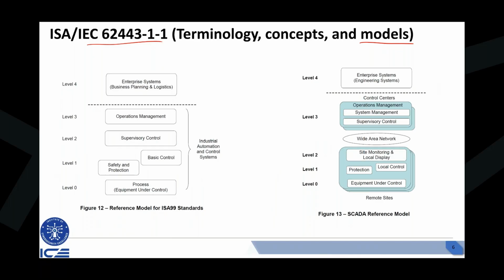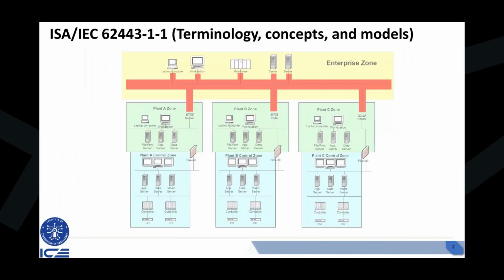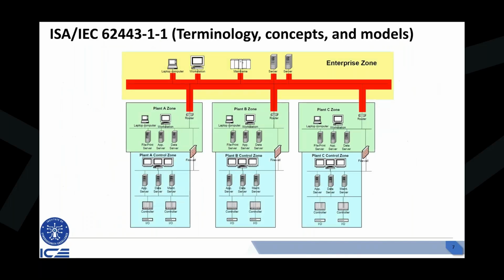Another important concept that is defined in 62443-1-1 is this concept of zones and conduits. I'm just giving you a glimpse of the document itself. Of course, in the detailed training we would go into more details. So the previous slide was about the ISA 99 reference model. This slide is a cybersecurity model. What it's saying is that you should divide your overall control system environment into zones and conduits.